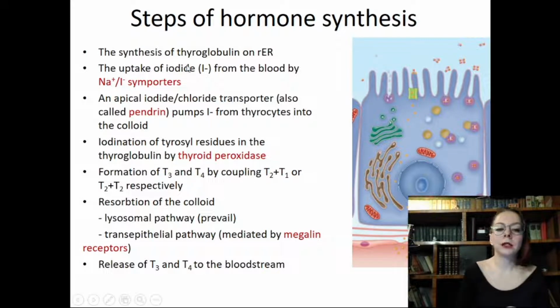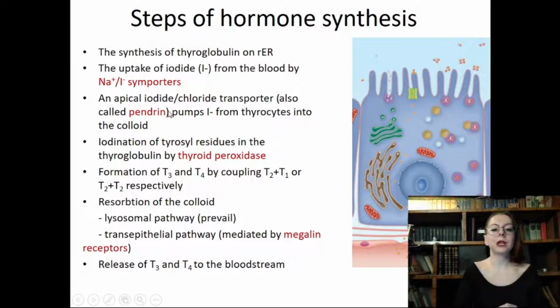Then iodide, which is a very important component of T3 and T4, is absorbed through the base of the cell with the help of the sodium iodide symporters. So together with the positively charged sodium, iodide enters the cell, then passing through it, it is delivered to the colloid through a special exchanger called pendrin. It exchanges iodide with chloride. So chloride enters the cell, and iodide is expelled out of the cell to the colloid. So iodide passes through the cell with the help of two proteins.